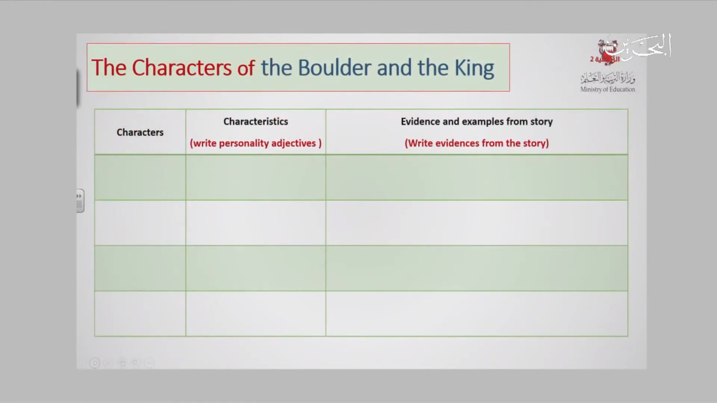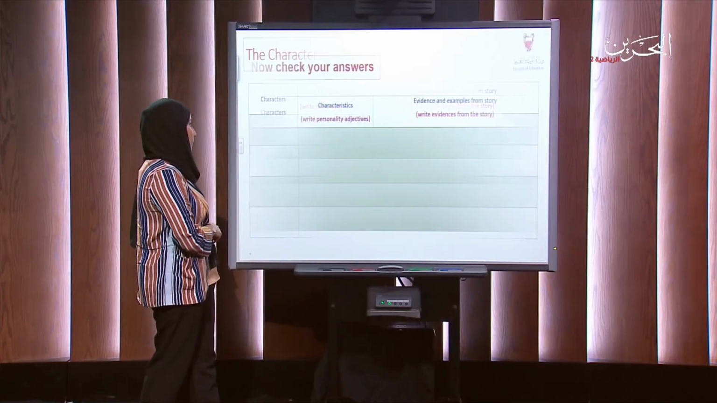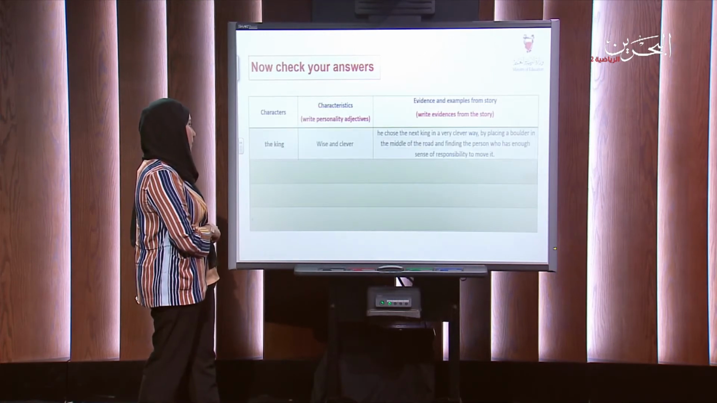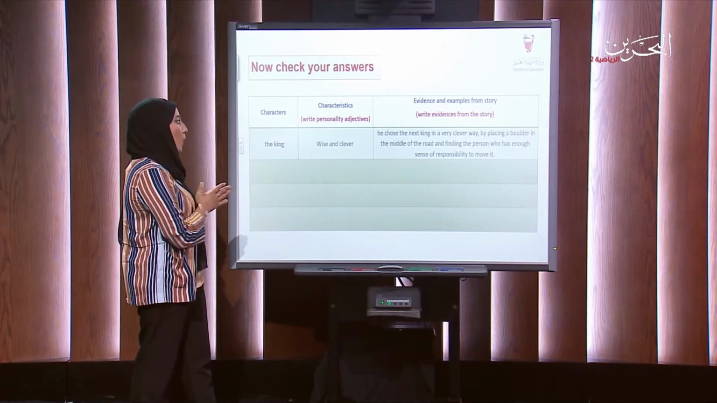Now, for example, for the boulder and the king, there were 4 main characters. So what I want you to do is recall the 4 characters and give me the characteristics of that character with the evidence. What do I mean? For example, the king. The characteristics: wise and clever.